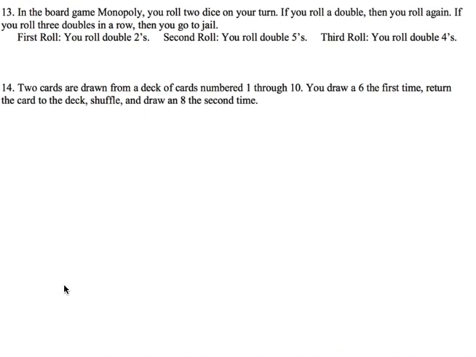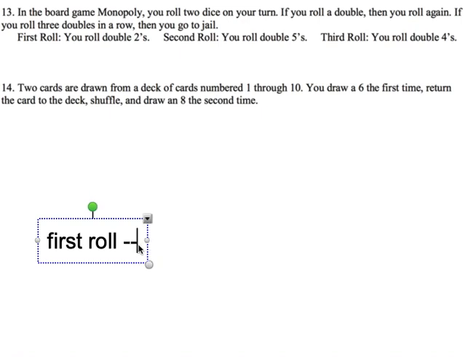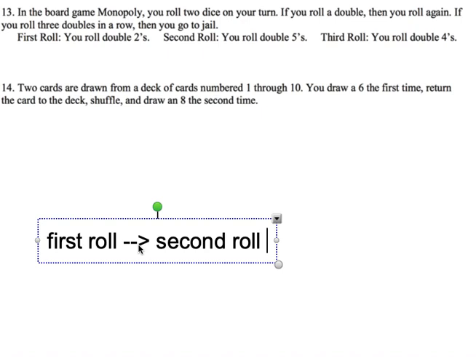So let's think through this. The first roll, it doesn't matter what happens with it. It just happens. You get double twos. Then because you got double twos, you're going to do the second roll. Now that second roll, it doesn't matter what I rolled the first time, does it? You have to think about that one. Then we get to the third roll.